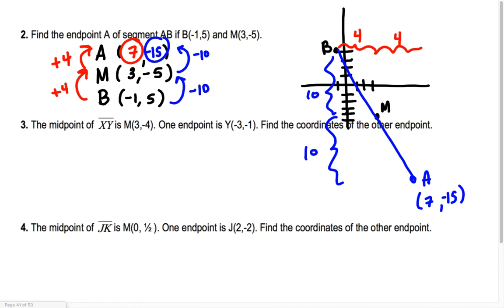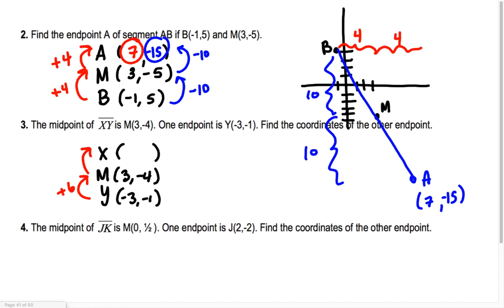Okay, so let's try it again. The midpoint of XY is M, which is (3, -4). So let's put X and Y on there. Y is (-3, -1). We want to find X. Okay, so we go backwards. If I start at -3 and I'm going to 3, I added 6. If I want to add 6 again, I'm going to be at what point, or what x value? 9, right?